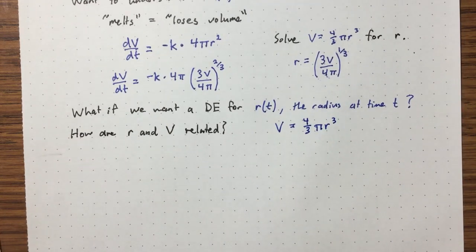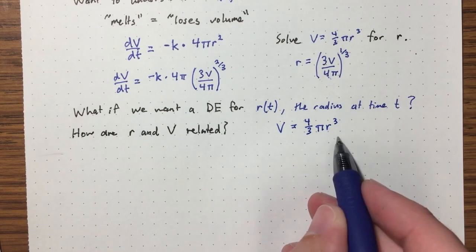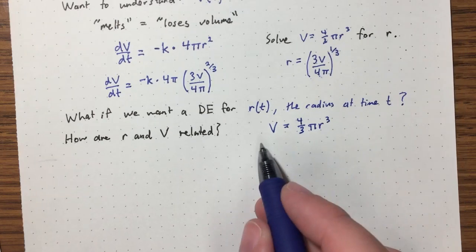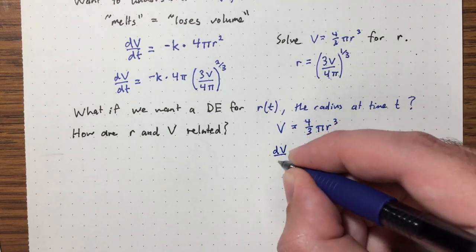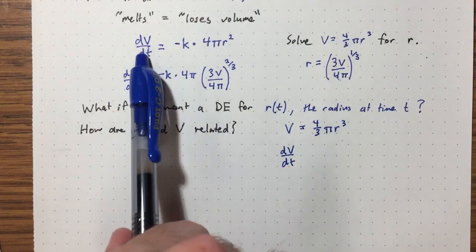Okay. And now, remember what we're going to do here. We're going to take the derivative of both sides with respect to t. So we get dV dt. That's this one that we have over here.